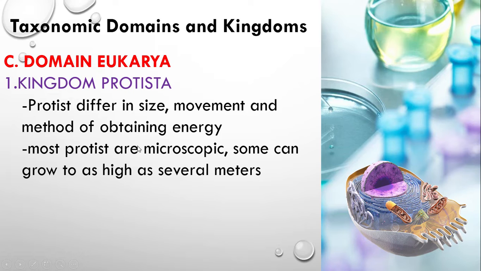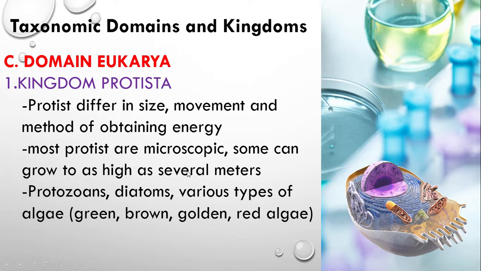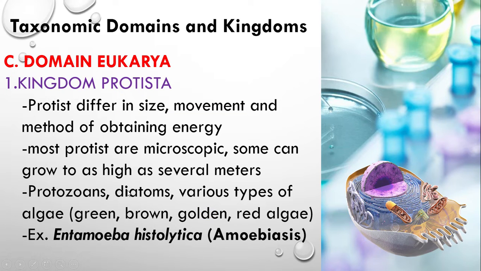And most protists are microscopic. Some can grow to as high as several meters. So examples of protists are protozoans, diatoms, and various algae, like green, brown, golden algae, and red algae. An example of an organism belonging to kingdom Protista is Entamoeba histolytica, which is the cause of amoebiasis. One of the symptoms of amoebiasis is dysentery.